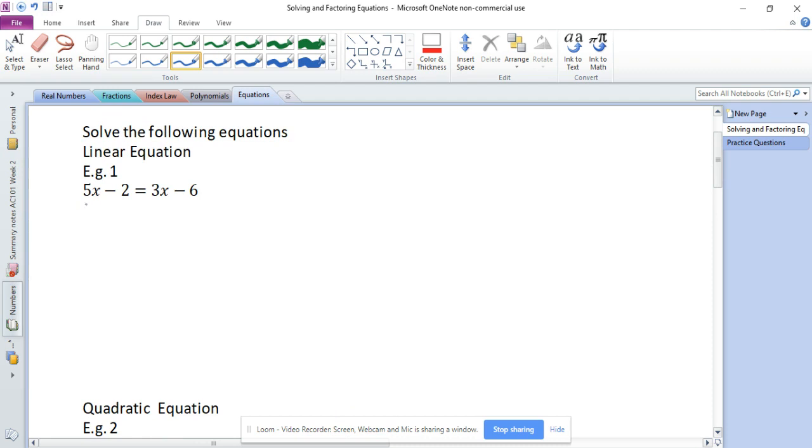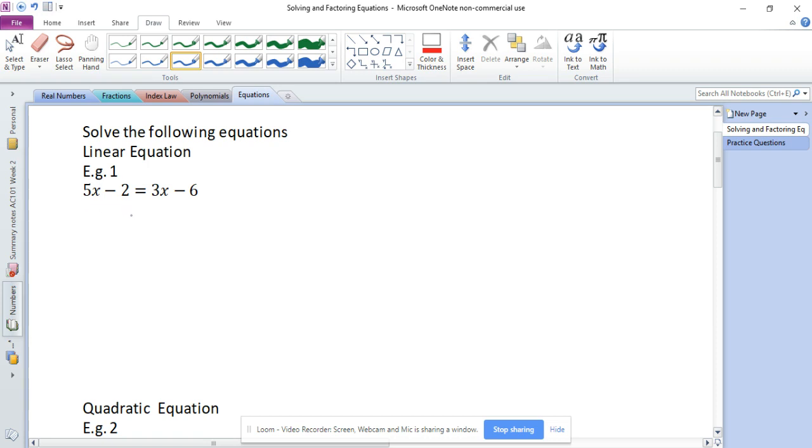Here is an example. The concept is we need to move the variable term to one side and the other term to the other side. In a linear equation, the power of the variable is 1. Here is x to the power of 1. You won't see 2, 3, 4, 5. Okay, x to the power of 1 only.